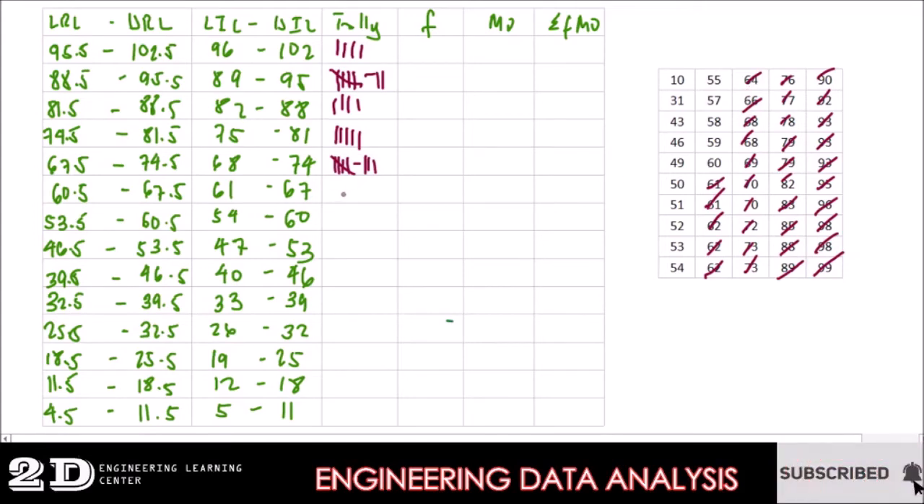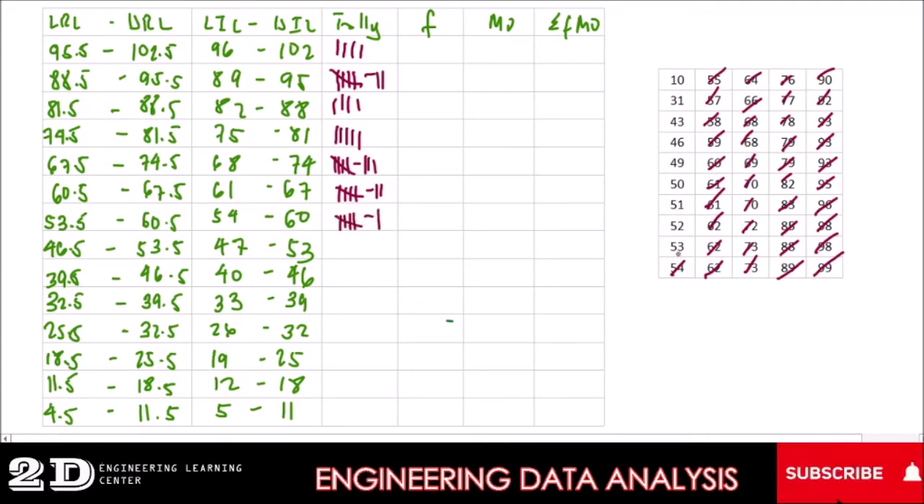So we have 54 to 60, tally 1, 2, 3, 4, 5, 6, 7. Then 47 to 53, 1, 2, 3, 4, 5, 6. Then 40 to 46, we have 1, 2, 3, 4, 5.